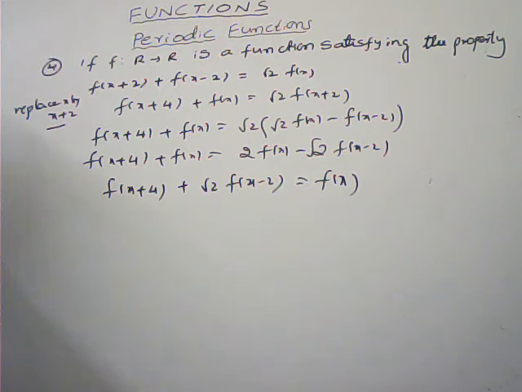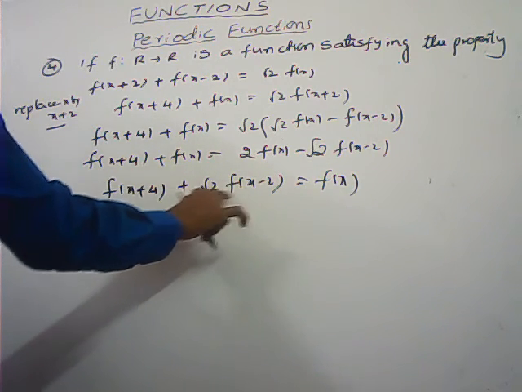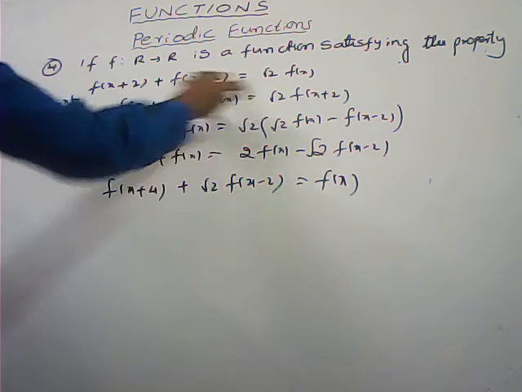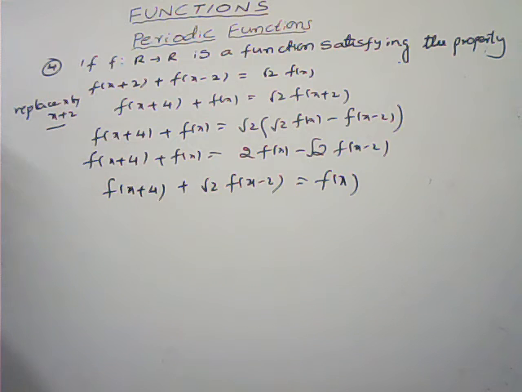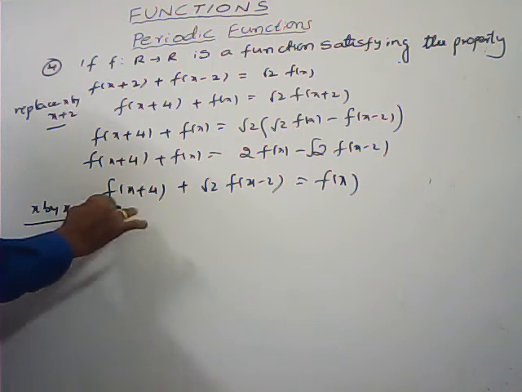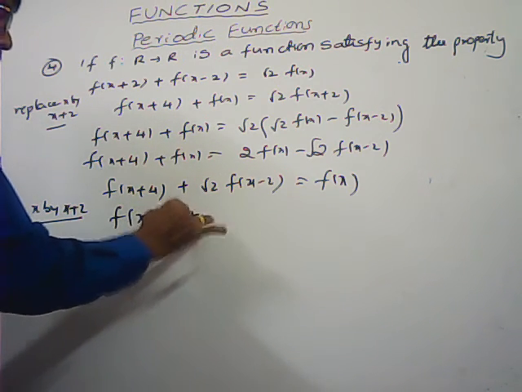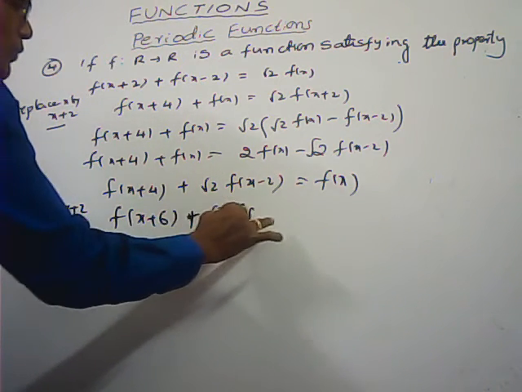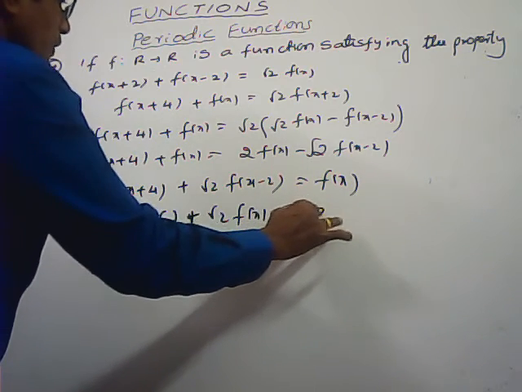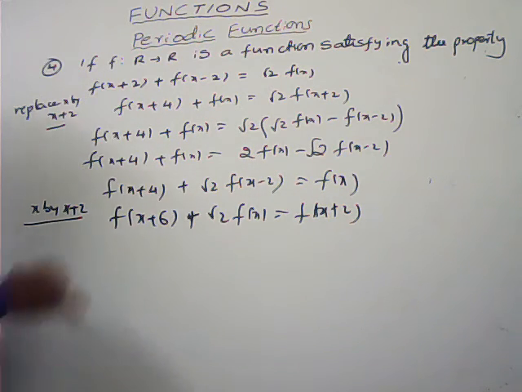Now what I am doing here, replacing x by x plus 2. Then here we can get a root 2 into f of x. In the place of root 2 into f of x, we can replace that value. Replace x by x plus 2. Now f of x plus 6 plus root 2 into f of x is equal to f of x plus 2. Here I replace the x by x plus 2 only.